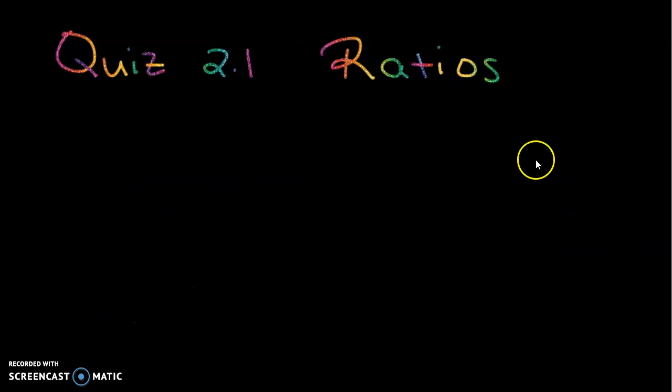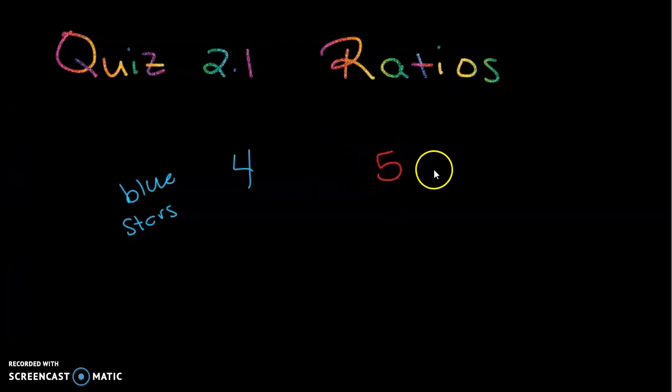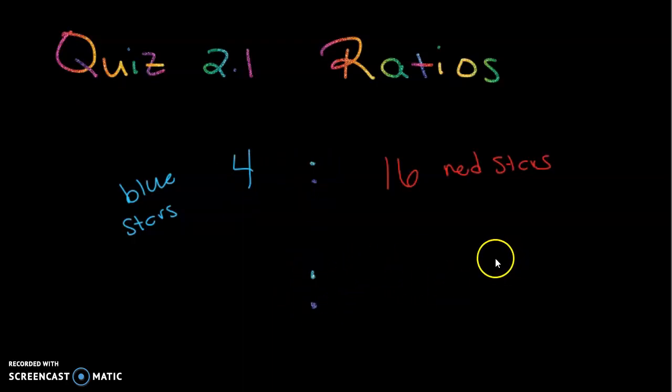So if I told you that my ratio was 4 blue stars to, let's pick another color. All right, so there's 4 blue stars to every 5 red stars. Oh, no, actually, I don't want to use the number 5. My brain's working today, I'm telling you. 4 blue stars to every 16 red stars. Okay. What is another way to write this ratio?